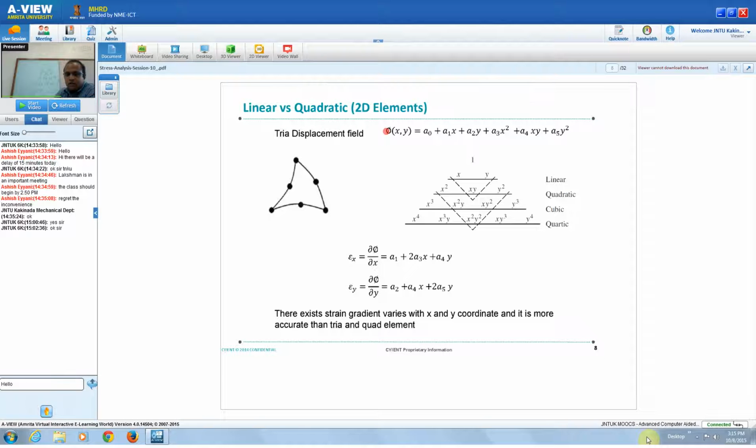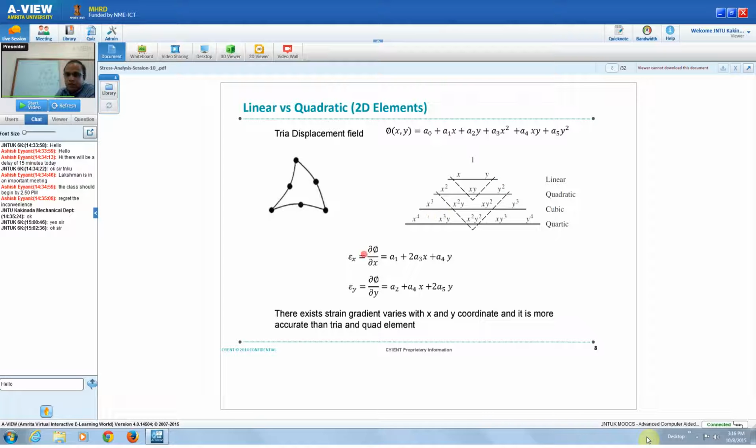So now let us look into the triangle element with mid-side nodes. Why is it more advantageous? For a triangle element with mid-side nodes, it should contain 6 factors. What are those 6 factors? 1, 2, 3, 4, 5, 6. Those are the 6 factors. So all the top 6 factors will be considered for the triangle mid-side node, quadratic element.